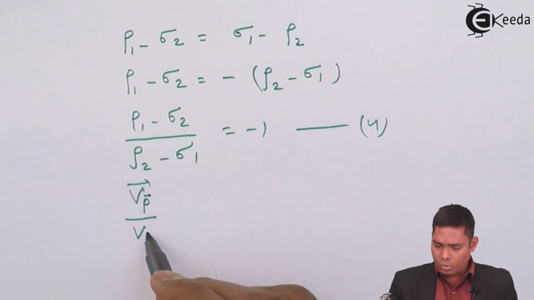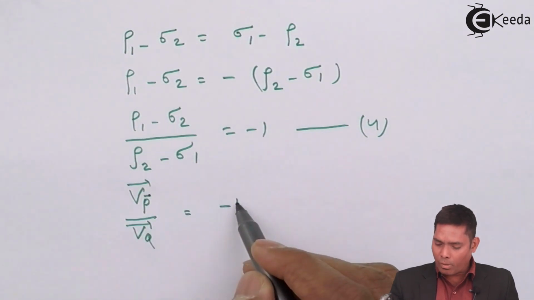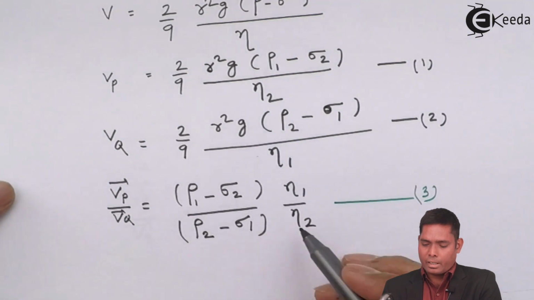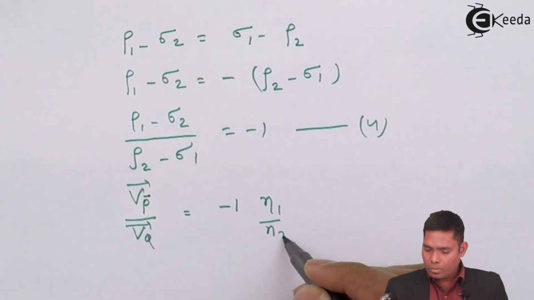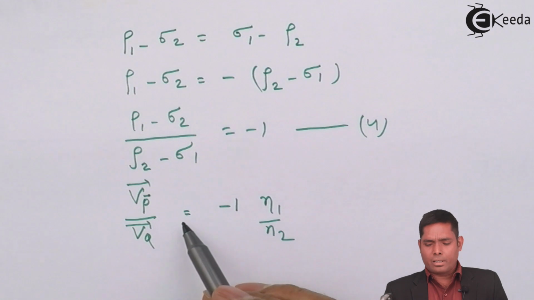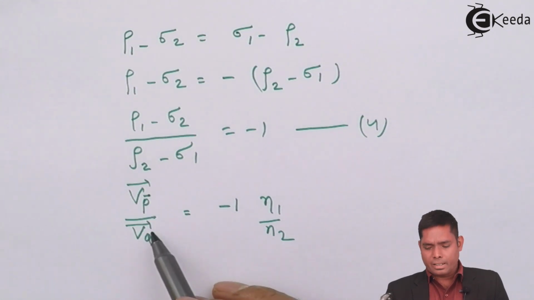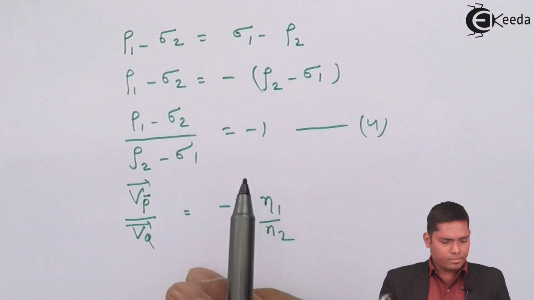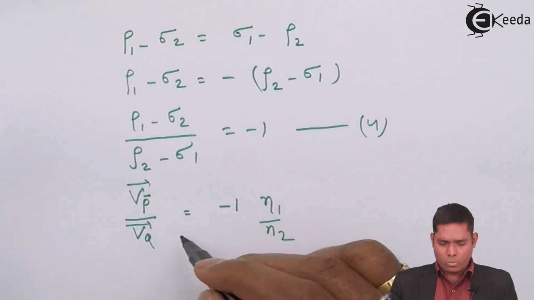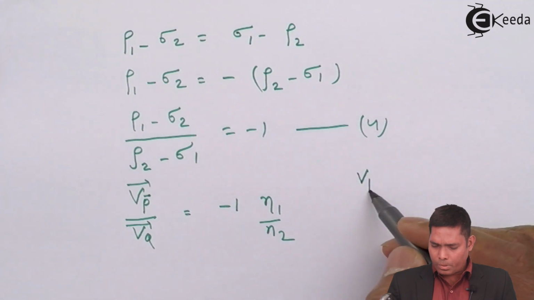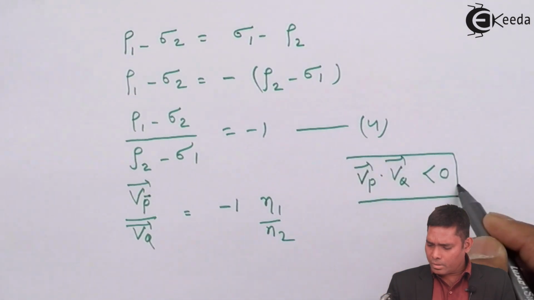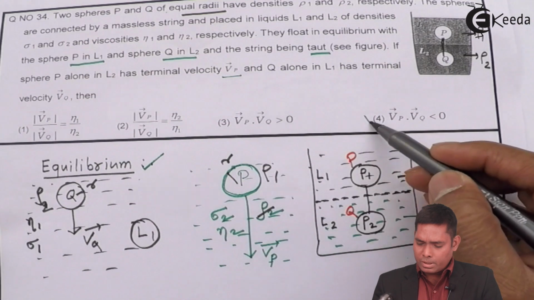Vp upon Vq in vector form is minus 1, because if I substitute that, I will get minus 1 here and eta 1 by eta 2. That means these two products is negative. Negative indicates that these two vectors are oppositely directed. So Vp over Vq is negative, Vp dot product Vq is negative. This is correct. So therefore the fourth option is correct.